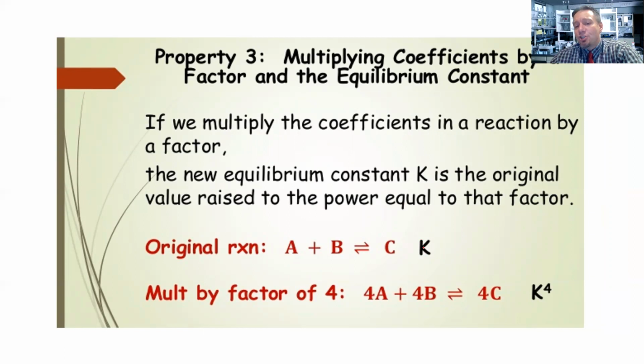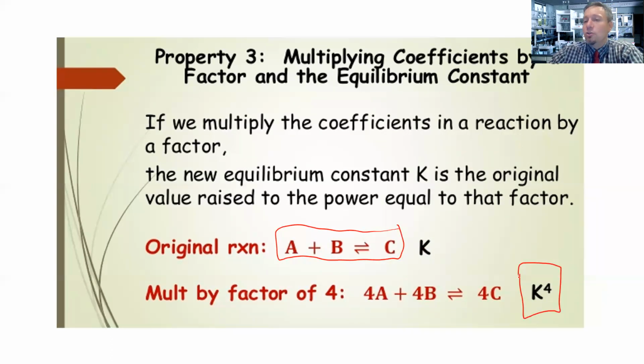If you have a reaction and you multiply it by some number, you must raise K to that number as an exponent. Let's look at an example of what I mean by that. Here we have this reaction, A plus B forms C, and we're given a K value. If it said that the reaction was multiplied by a factor of 4, that means now you have 4A plus 4B reacts to form 4C. You must take K and raise it to the power of 4. Real important, so please make note of that.